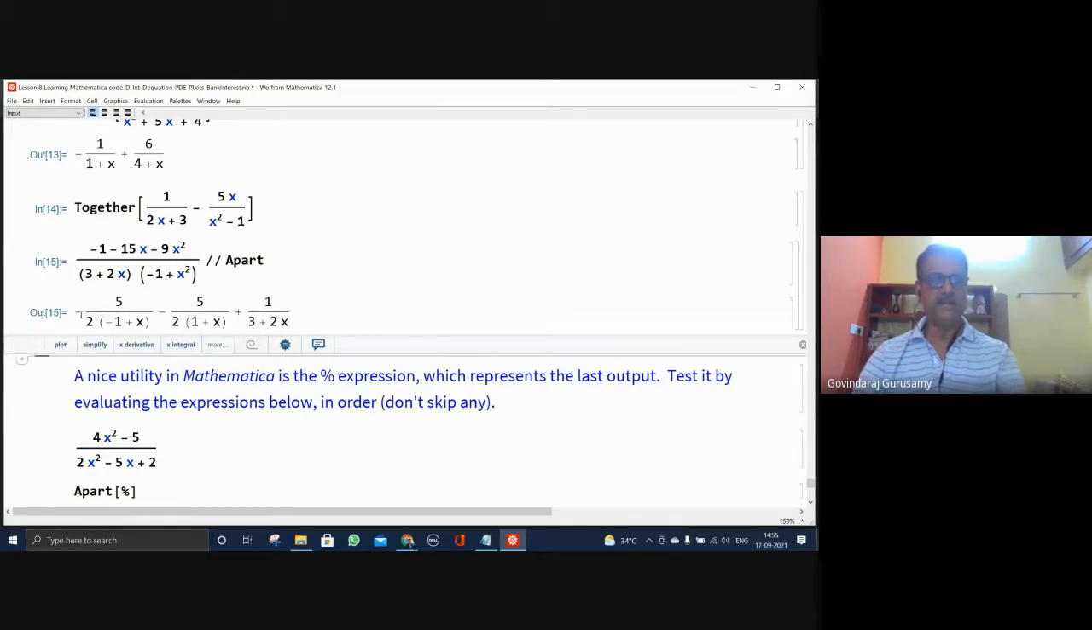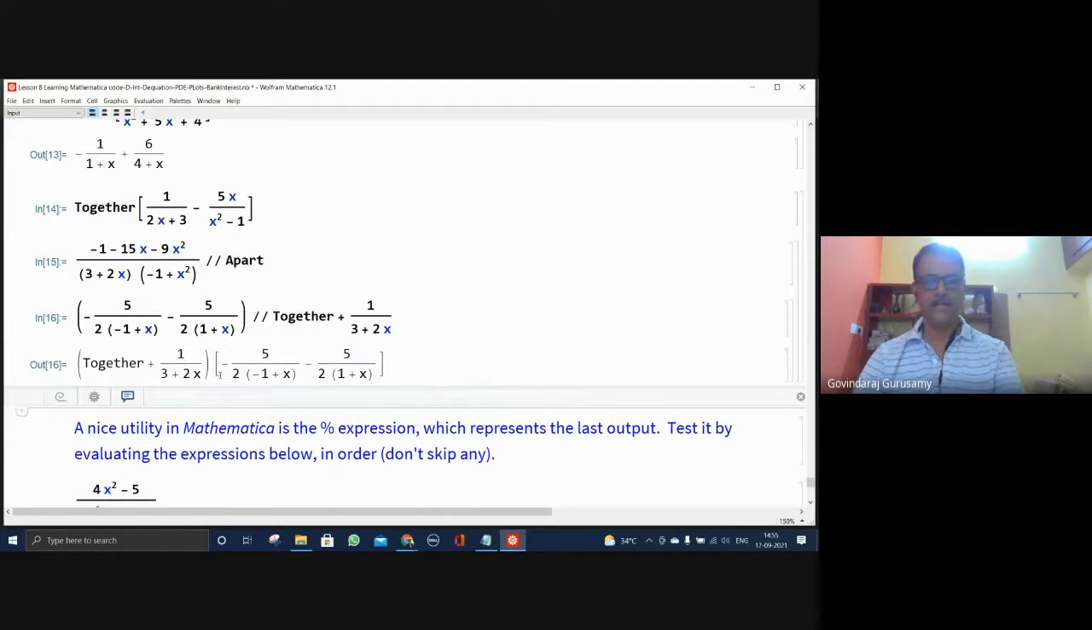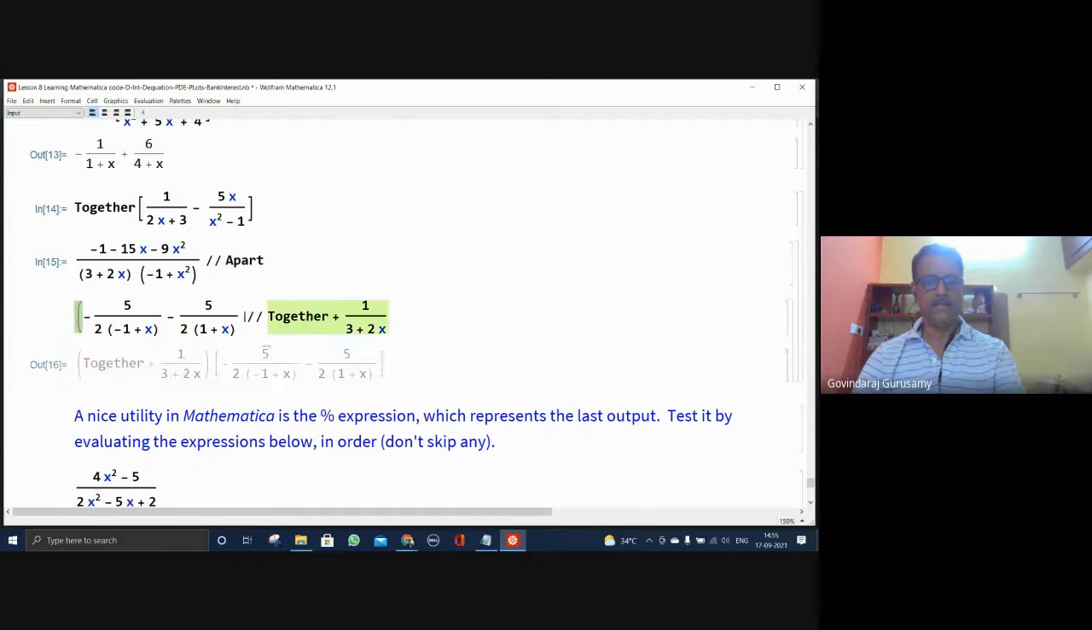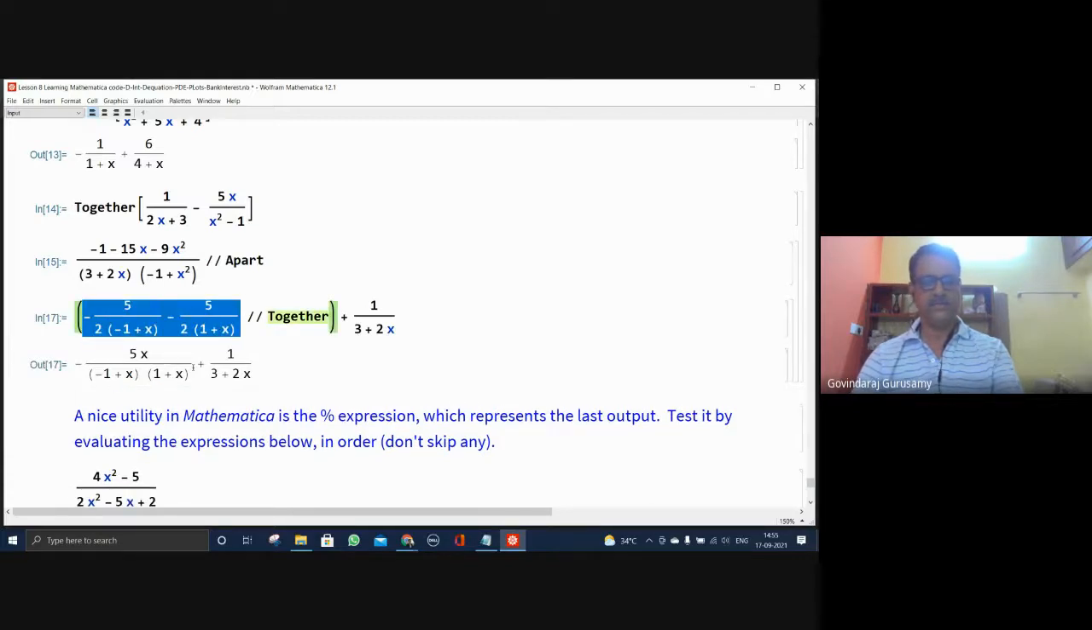For example, this automatically becomes input. Okay, but bracketing is important. Now I have to put together. This can also be done. What happened? Probably my bracketing is not correct. Okay, you're able to see these two terms have been put together. That can also be possible.